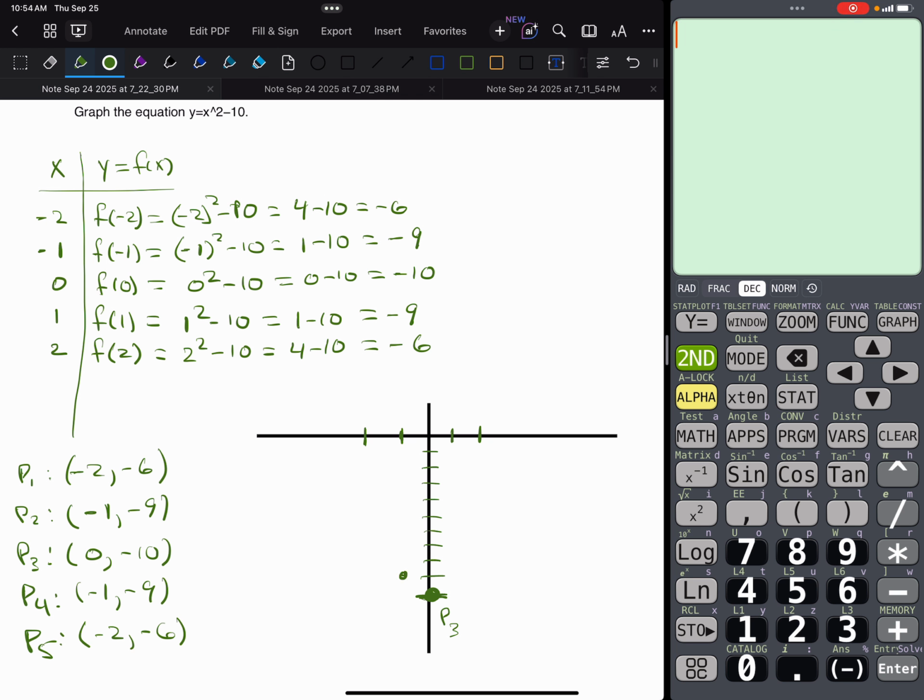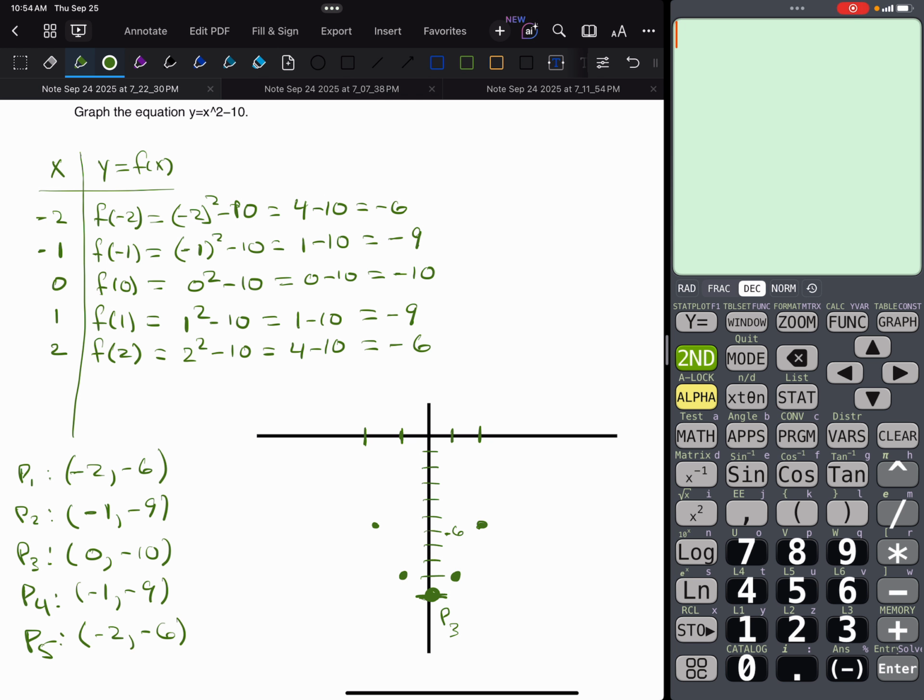And then when I went to -1, I went down to -9. So I got a point right there. And then when I went over to 1, I went up to -9. So I also have a point there. Those are my points 2 and 4. And then my point at -2, well, it was down at -6. So 1, 2, 3, 4, 5, 6. There's my -6. And so my -2 is going to be about there. And my 2 is going to be about there.